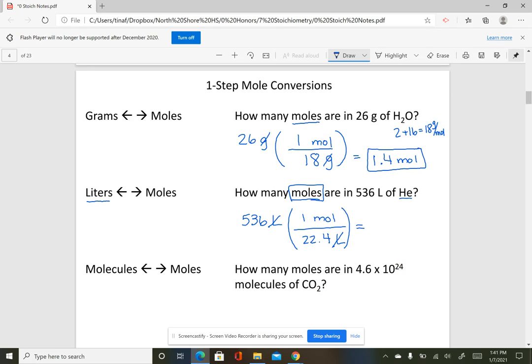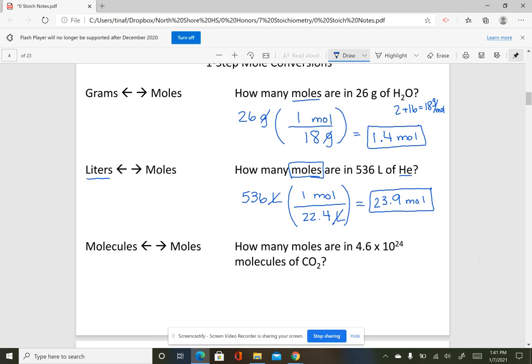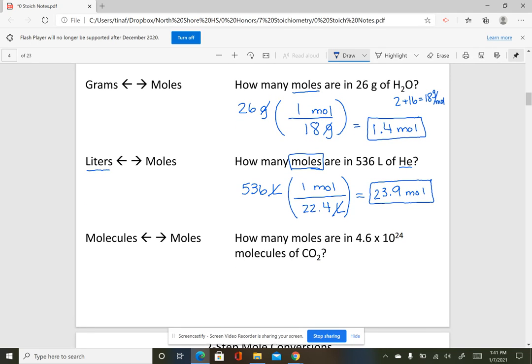So multiply across. 536 times 1 is 536. Divided by 22.4, I get 23.9 moles. All right. And finally, guys, now they're asking us about number of molecules. So write what I'm given.